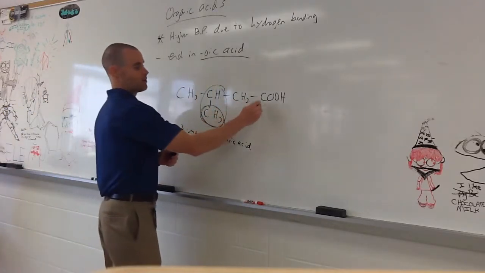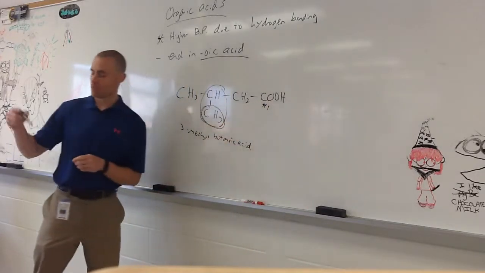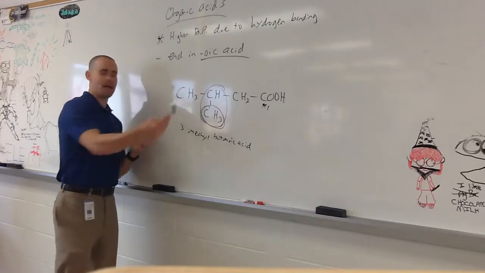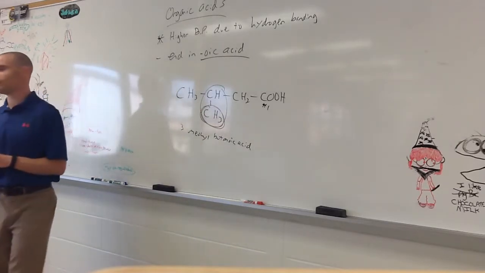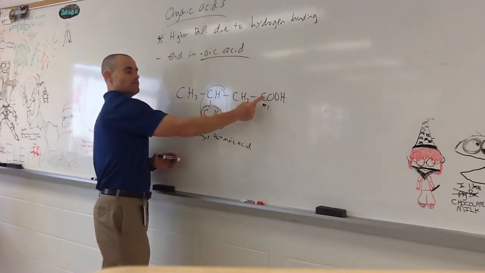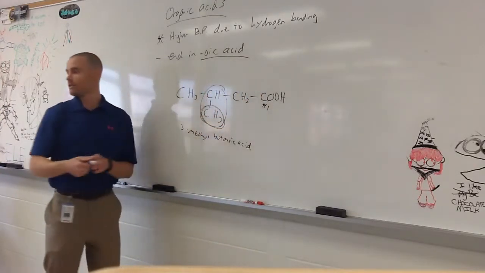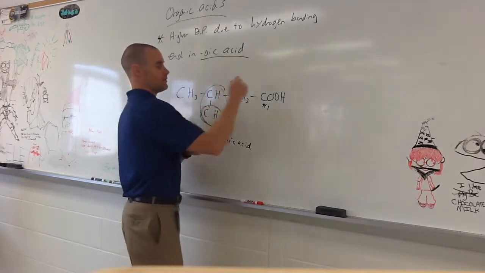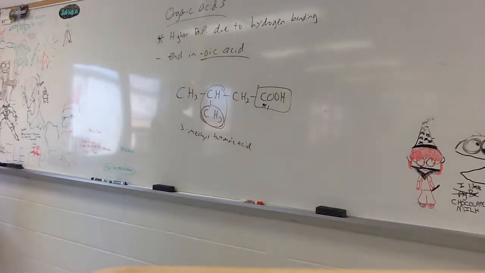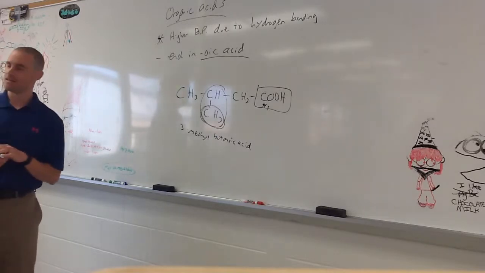The functional group is number 1. The functional group gets the lowest number. That's the rule. Substituents come next. So that's the tricky one. Why is it 3? Because this carbon's number 1, 1, 2, 3. The functional group, this right here, gets the priority, so it gets the lowest number.